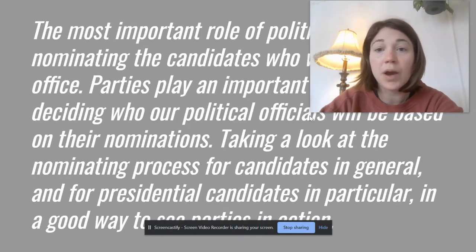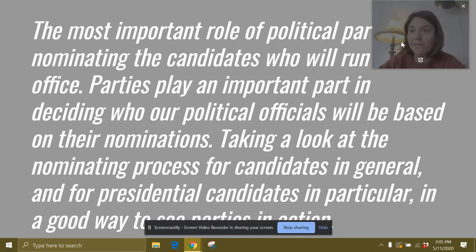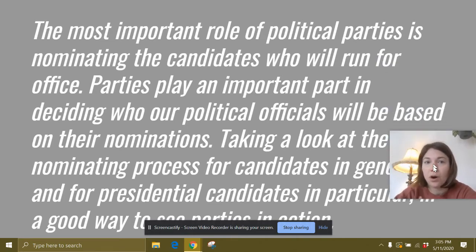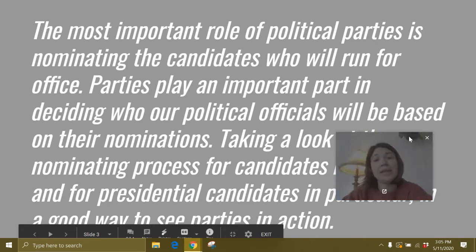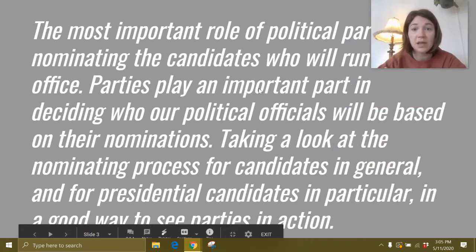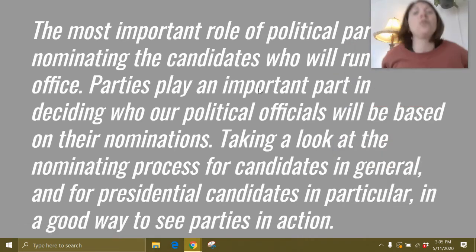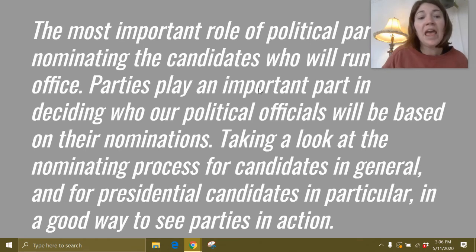All right, so I want you to think back to 22.1 when we first started talking about what political parties are. One of the most important roles of political parties is nominating the candidates who will run for office. Parties play an important role in deciding who our public officials will be based on their nominations. Taking a look at the nominating process for candidates in general, and for presidential candidates in particular, is a really good way to see parties in action.